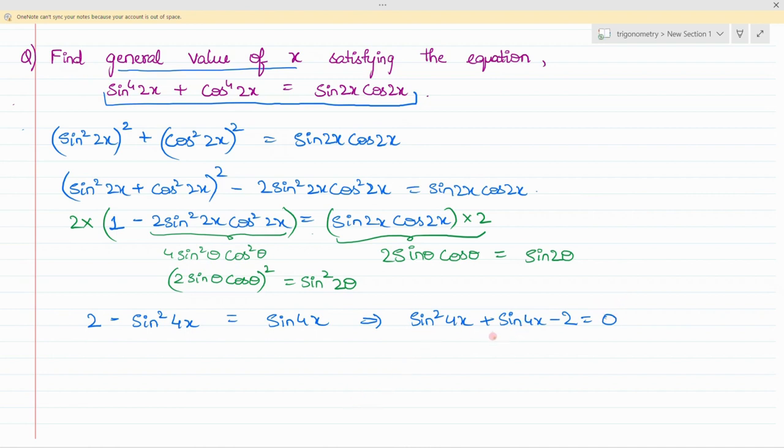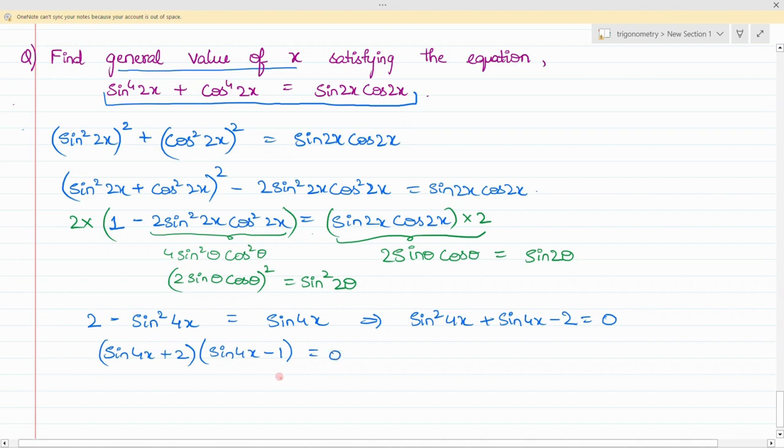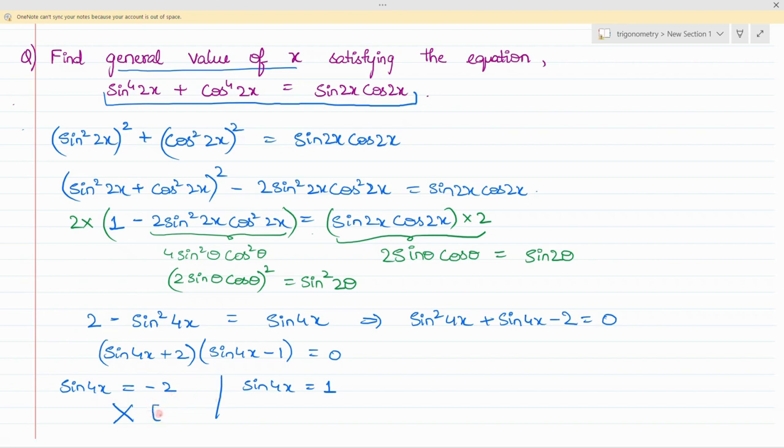So if we simplify this quadratic equation, we will get sin 4x plus 2 into sin 4x minus 1 is 0. So we can get two cases over here, that is sin 4x is equal to minus 2 or sin 4x is equal to 1. The first case is not possible because sin theta cannot be minus 2, because the range of sine is minus 1 to 1.